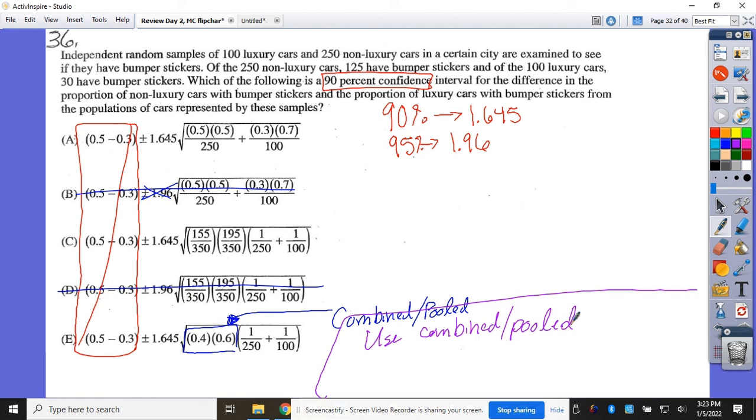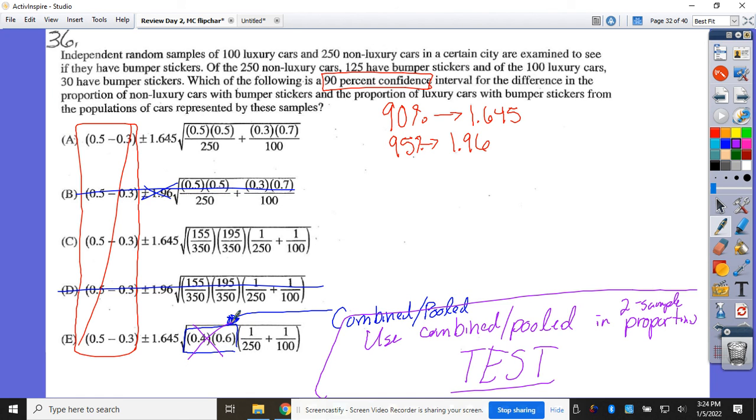When? 2 sample proportion. 2 sample proportion, but only if it's a what? I claim that they're the same, which means I am doing a test. But what are all of these? Intervals. So should I pool? No. So here I pooled to get that.